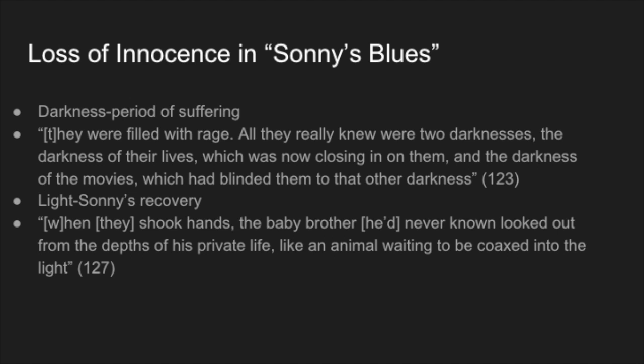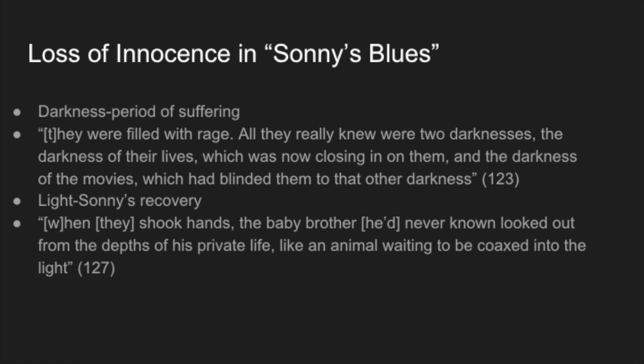The meaning of light in the story is referring to the recovery stage of Sonny's drug addiction, but also how he lost innocence throughout his journey. A loss of innocence in Sonny's character is revealed when the two brothers shake hands. The quote reads, "When they shook hands, the baby brother he'd never known looked out from the depths of his private life, like an animal waiting to be coaxed into the light."